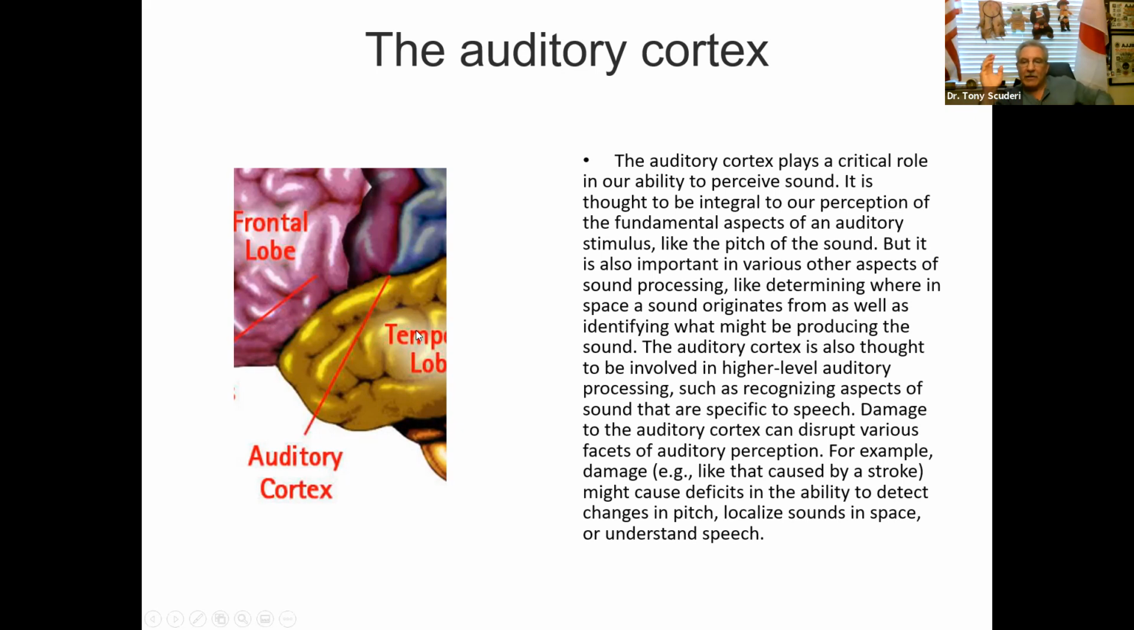So higher level auditory processing, recognizing aspects of sound specific. Damage to this area can disrupt various facets of auditory perception. For example, if it's caused by a stroke, it might cause deficits in the ability to detect changes in pitch, localization of sound in space, and to understand speech. So if there's damage to this area, if we have a cerebral vascular accident, again, over right here is Broca's area. So this is also connected to Broca's area, the formulation of speech.